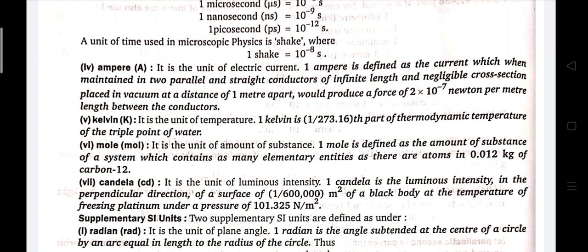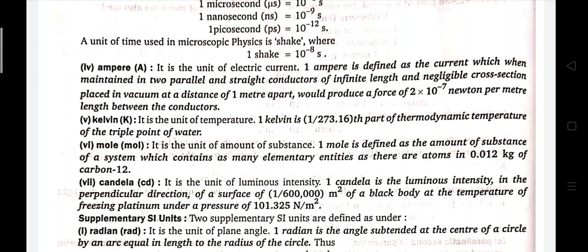So 1 candela is the luminous intensity in the perpendicular direction of a surface of 1 upon 6 lakh meter square of a black body at the temperature of freezing platinum under a pressure of 101.325 Newton per meter square.